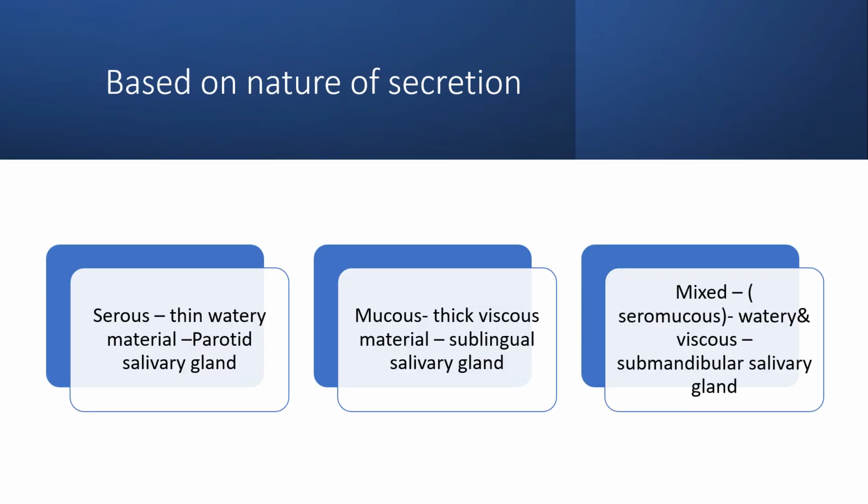Now, based on the nature of secretion, they are classified as serous glands, thin watery secretions, mucus glands, thick viscous material is secreted, and the mixed gland. The serous salivary gland is the parotid gland, mucus salivary gland is the sublingual gland, the seromucus, which is the mixed variety, the submandibular salivary gland.